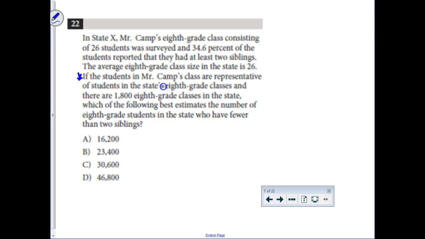So if students in Mr. Camp's class are representative of students in the state's 8th grade classes, and there are 1,800 8th grade classes in the state, that's probably important, which of the following best estimates the number of 8th grade students who have fewer than 2 siblings? Okay, so we're looking for the number of 8th grade students who have fewer than 2 siblings. All right, cool. Let's investigate what's going on here. Mr. Camp's class has 26 students. Seems important.